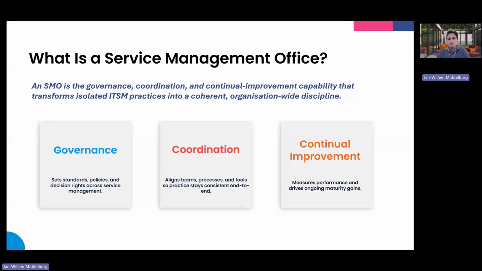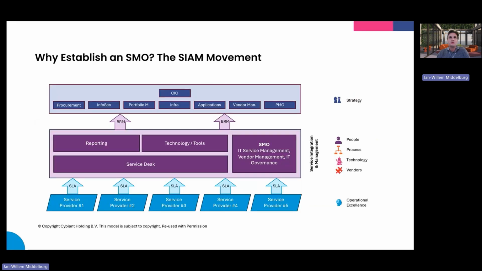So now that you understand some of the fundamental reasons why an SMO is important, let's dive a little bit deeper and explain in more detail why more and more organizations are establishing a service management office these days. I fully realize that the next slide is a little bit complex, but what you see on this picture is an overview of a development that is happening in almost every IT service delivery organization worldwide.